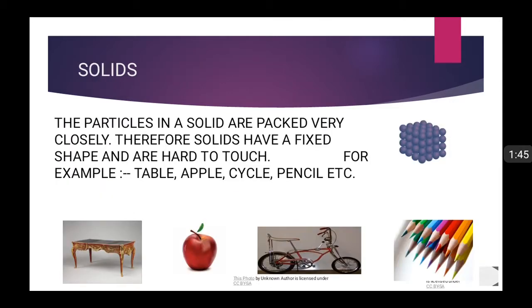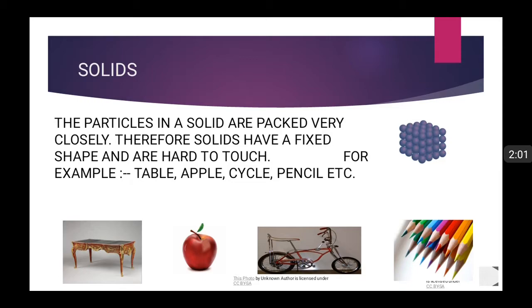First one is solid. So what is a solid? The particles in a solid are packed very closely. As you can see from this diagram, the particles are packed very closely or tightly. Therefore solids have a fixed shape and are very hard to touch.